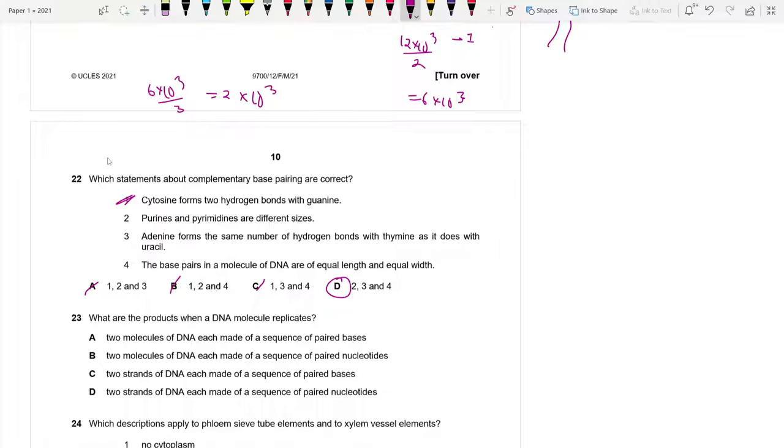I'm going to show you the others too. Purines and pyrimidines are different sizes. Yes, true. This is double ring. This is single ring. Adenine forms the same number of hydrogen bonds with thymine as it does with guanine.